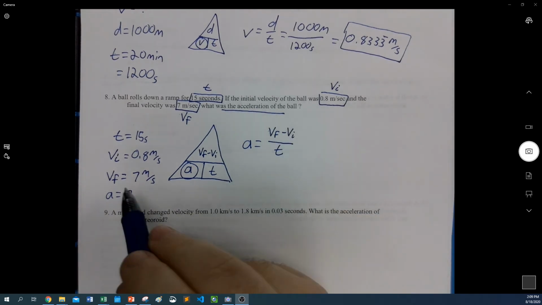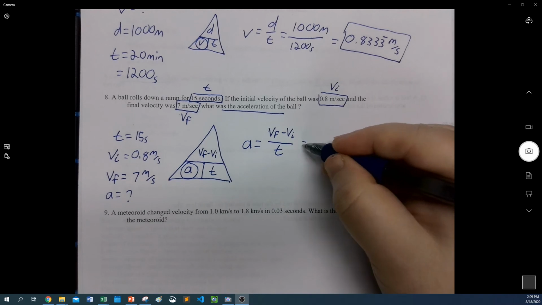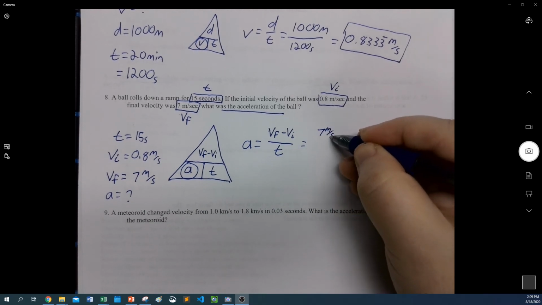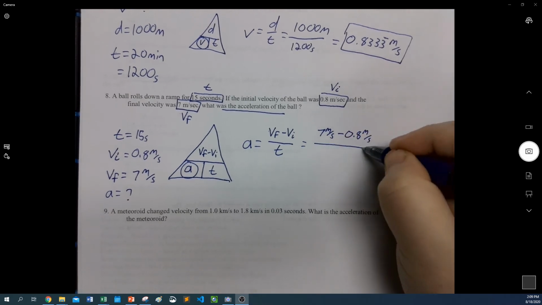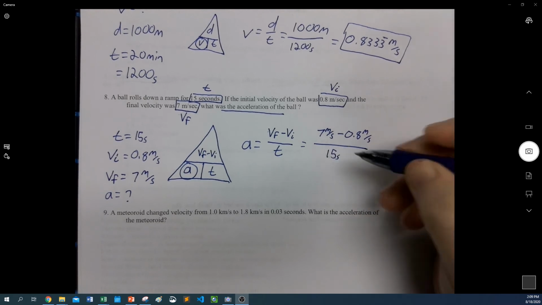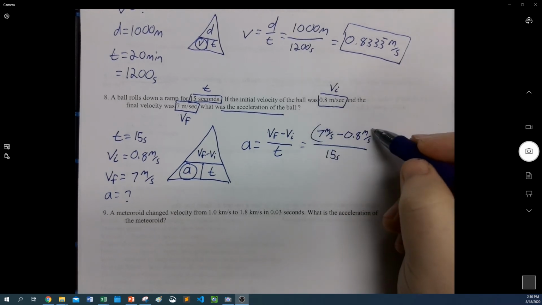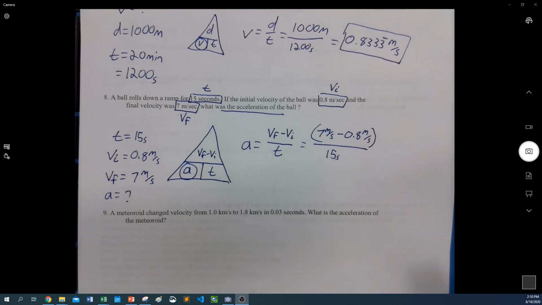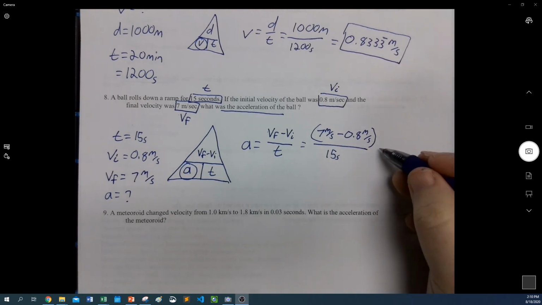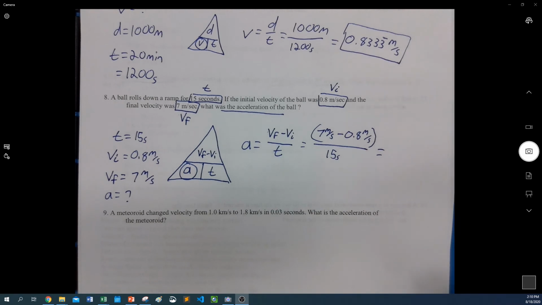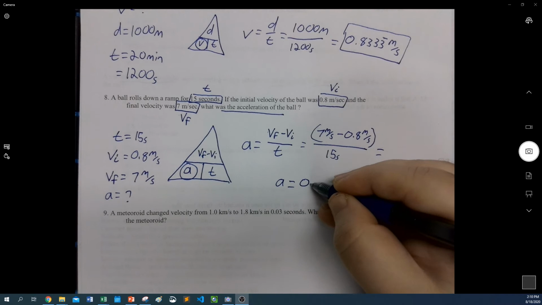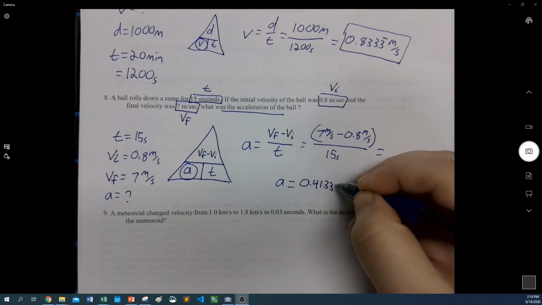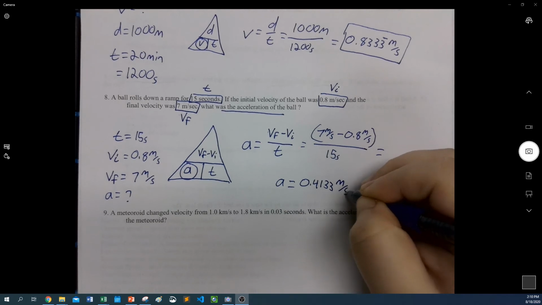Now that we know our equation, we just plug these numbers in. 7 meters per second minus 0.8 meters per second divided by 15 seconds. I would always put the numerator and the denominator in parentheses if there's more than one term for plugging it into the calculator. You should get that the acceleration is equal to 0.4133 meters per second squared.